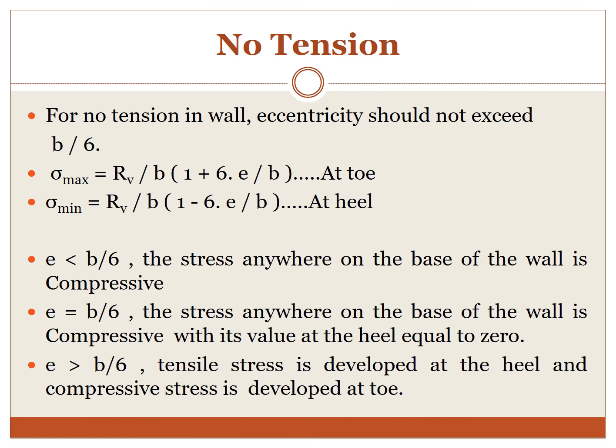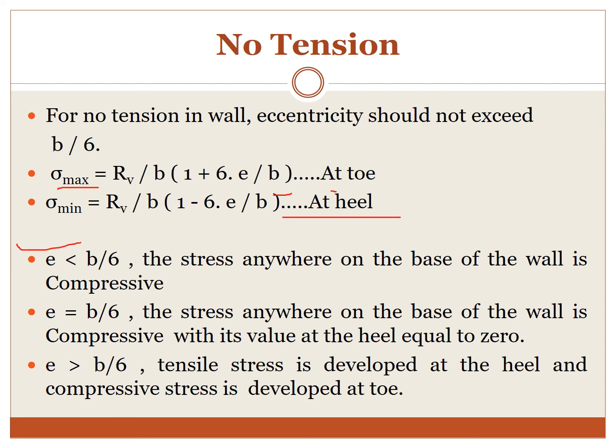Next, no tension. There should be no tension at the base of the wall. When the eccentricity e is greater than B by 6, tension is developed at the heel. So tension is not desirable. The tensile strength of the soil is very small and a tensile crack would develop. So for no tension, the wall eccentricity should not exceed B by 6. Sigma max is determined at the toe by this equation, or at the heel by this.